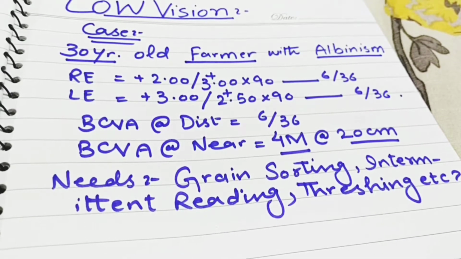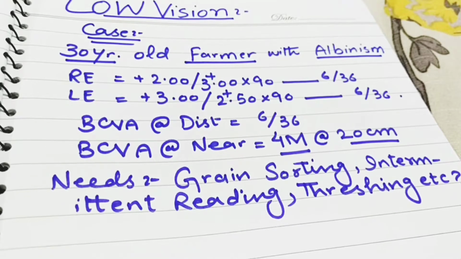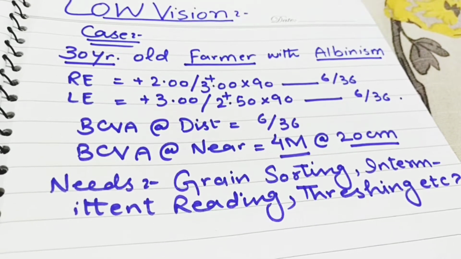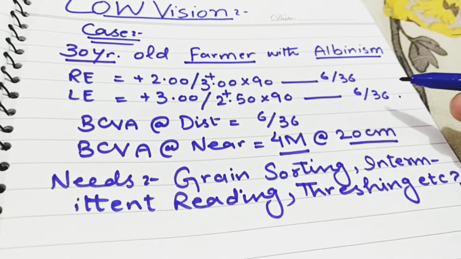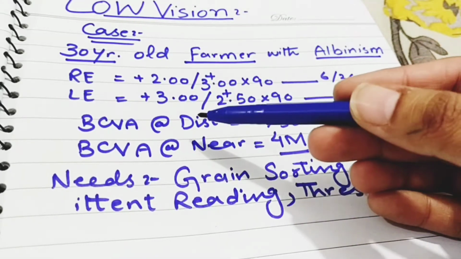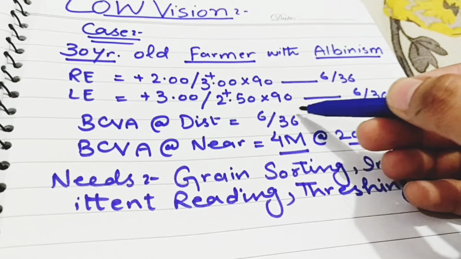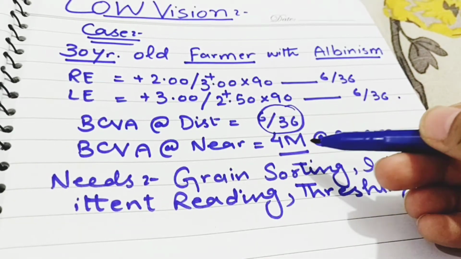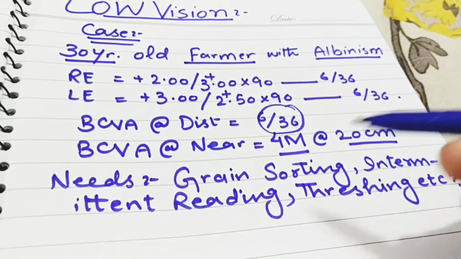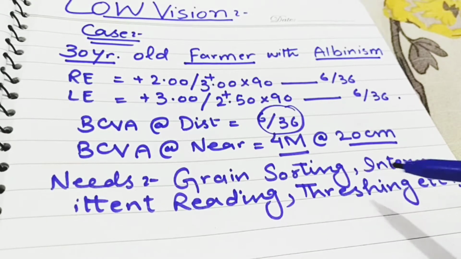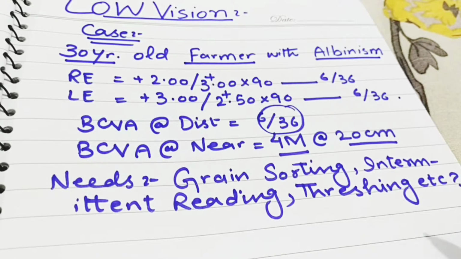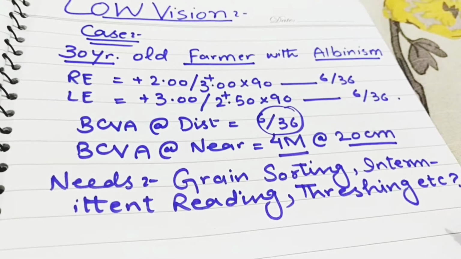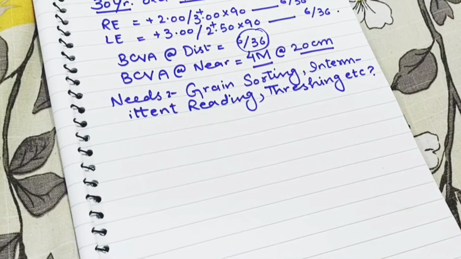Here is the case. A 30-year-old farmer with albinism comes to the low vision clinic. His right eye refractive error is +2 sphere, +3 cylinder, axis 90, and best corrected visual acuity is 6/36. Left eye refraction is +3 sphere, +2.5 cylinder, axis 90, 6/36. Best corrected visual acuity at distance of both eyes is 6/36. At near, best corrected visual acuity is 4 metric at 20 cm. His demands are grain sorting, intermittent reading and threshing, etc. These are the demands of the patient.